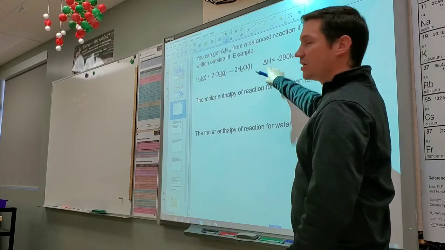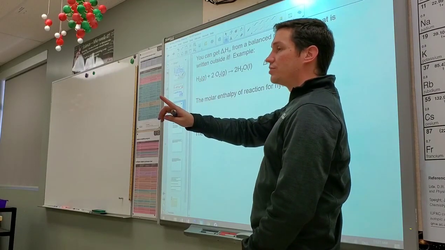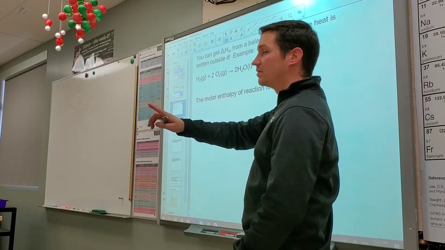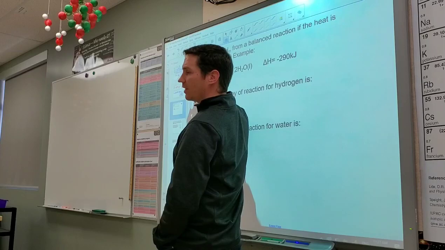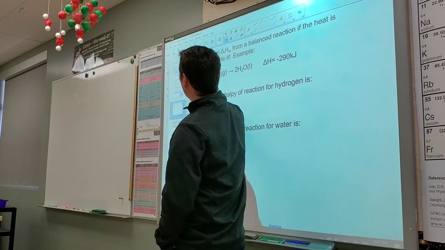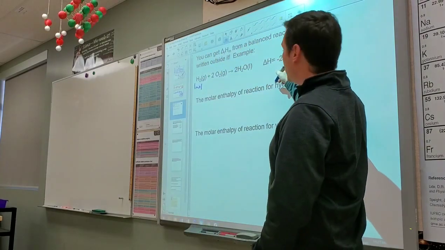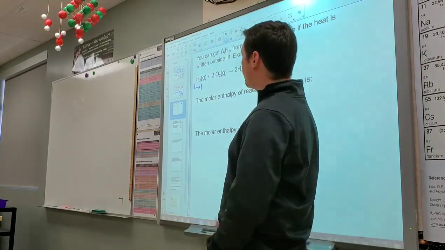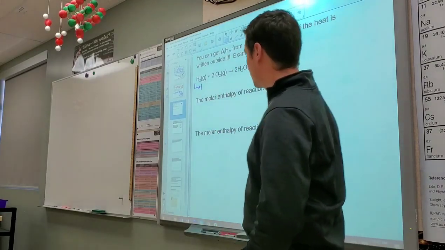290 kilojoules. So, please pay attention. How many moles of hydrogen do we have reacting here, right now? One. So for every 1 mole of this, we're going to release 290 kilojoules, right? For every 2 moles of this, we're going to release 290 kilojoules.